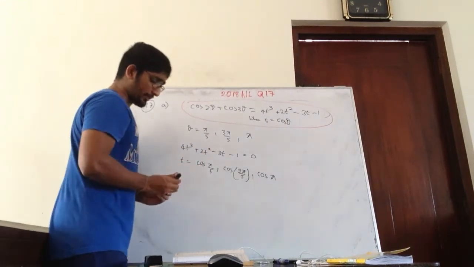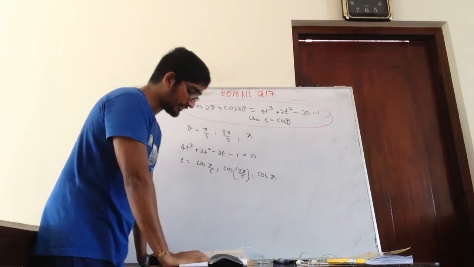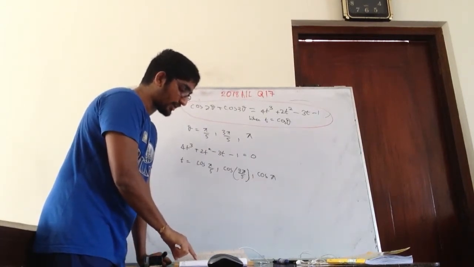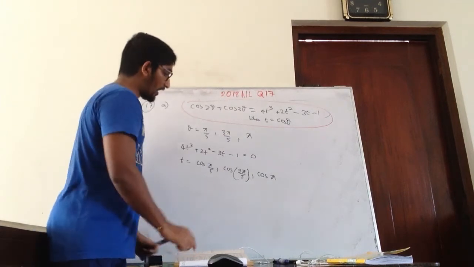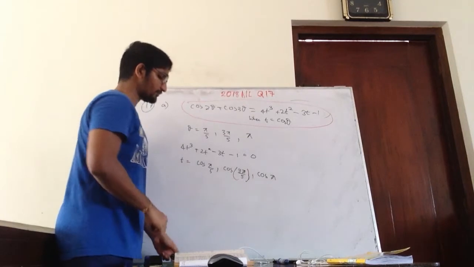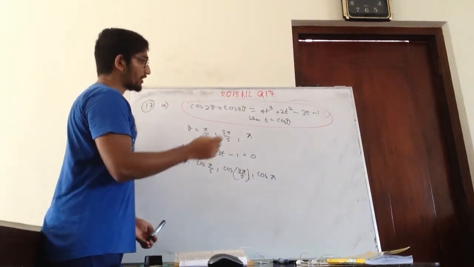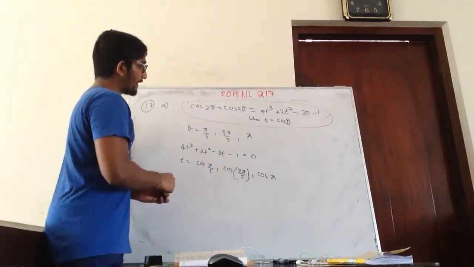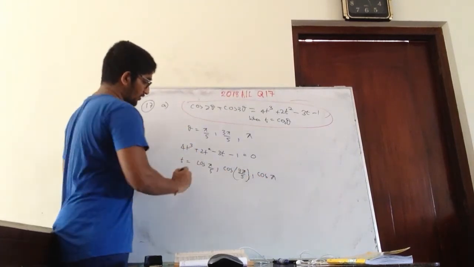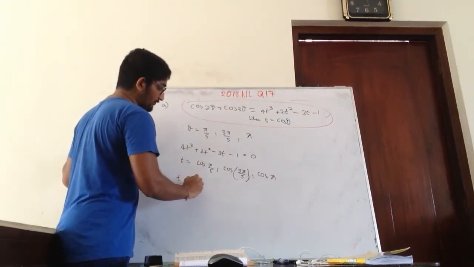Right? What are they asking next? Then they are saying, show that the roots of this equation 4t squared minus 3t minus 1 are these two. So how can you do that? So what you can do here is, you can get this solution, right? So now t equals cos phi is a solution.